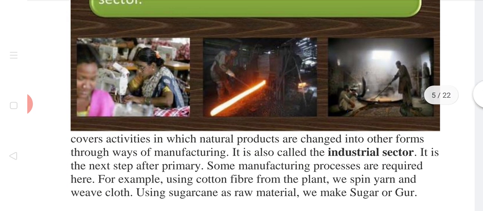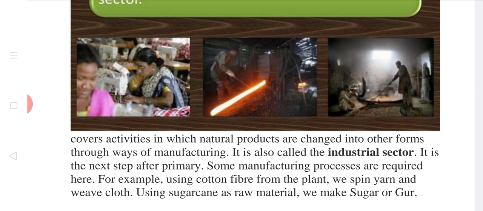Here you will see some ladies who are showing clothes, one is working on this one, and some are cooking, making sweets. It covers activities in which natural products are converted into other forms through manufacturing. It is called the industrial sector. It is the next step after primary. Some manufacturing processes are required here.